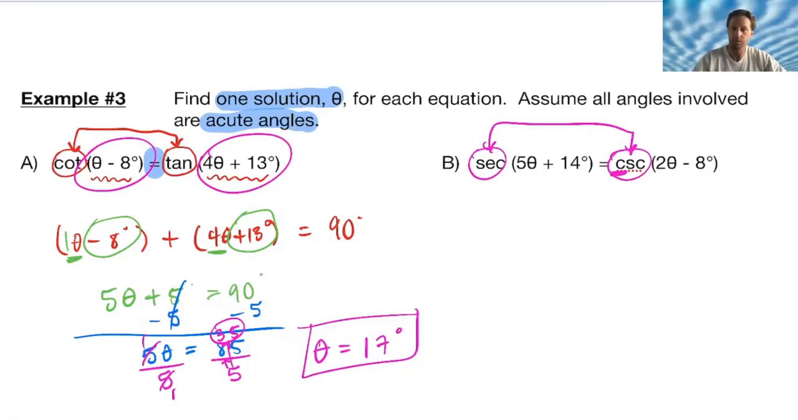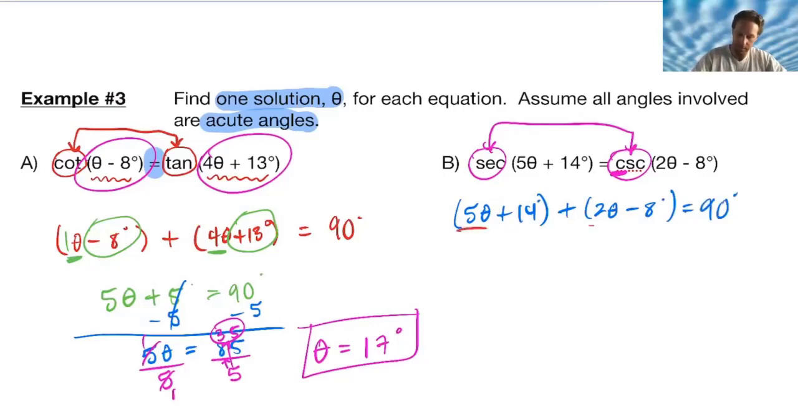All right, hopefully you were able to get the right answer. Just to make sure that you set it up correctly, we got our first angle, which is the 5 theta plus 14, that we should have added to the other complementary angle. And therefore we know that those two together would add up to 90. Combining our like terms, 5 theta, 2 theta, 7 theta, 14 minus 8 would be positive 6.